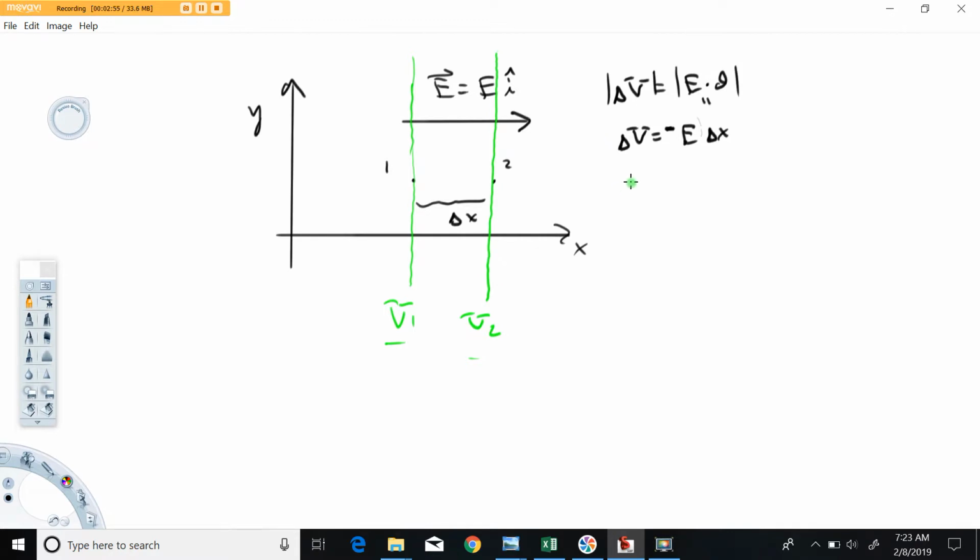Now, notice if we solve it for the electric field, what we get is minus delta V over delta x. And now if we imagine delta x going to 0, or the limit as delta x goes to 0, the delta x becomes a dx. It becomes infinitely small. So what we have here is a derivative relationship. The electric field is equal to minus dV dx.